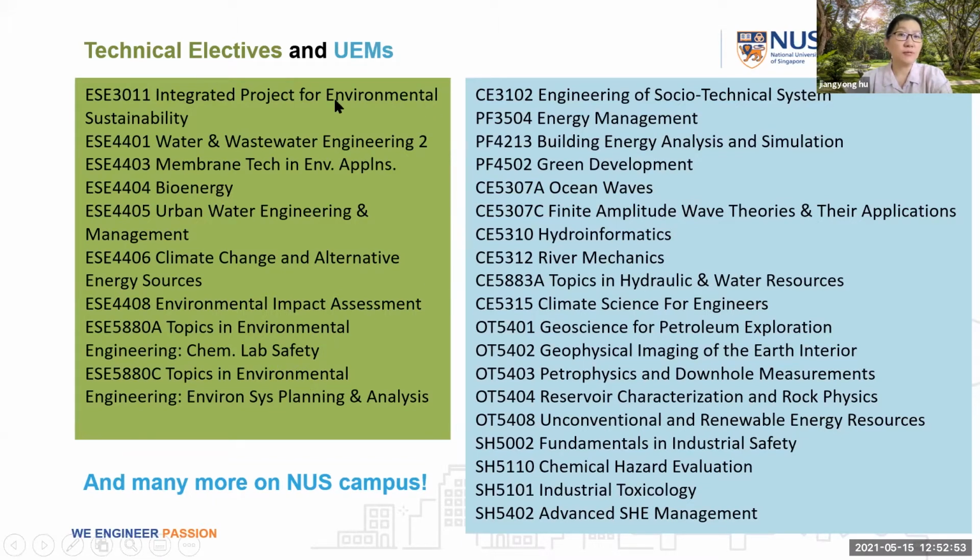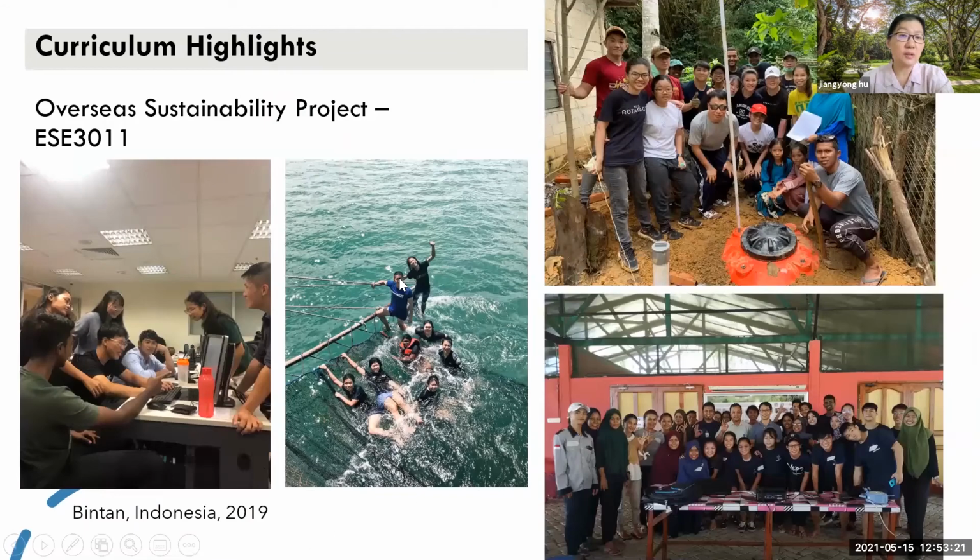And then you can have a lot of unrestricted elective modules. You can choose among this list of modules, and in fact, you can also choose many more on the NUS campus. Things are unrestricted, but I give you some examples. You can choose from here, and you can also choose from the green boxes which you haven't chosen for your technical elective. They can be counted towards your unrestricted elective.